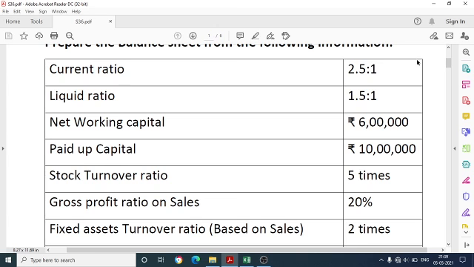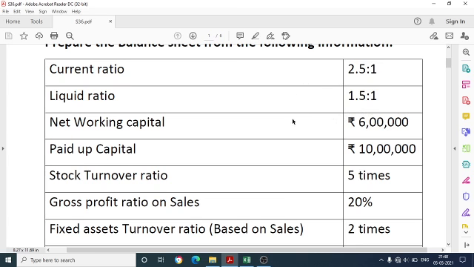Now the net working capital will help us in calculation of the current assets and current liability, because current ratio means it is a proportion of current asset and current liability. So here 2.5:1, the interpretation of 2.5:1 means if there is one current liability, there should be 2.5 current asset. That is, if current liability is 1 lakh, there current asset will be 2.5 lakh. So net working capital is nothing but the difference between current asset and current liability.